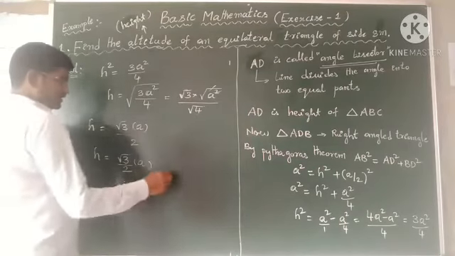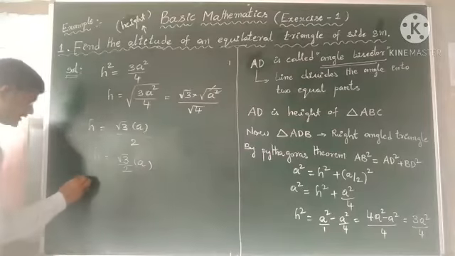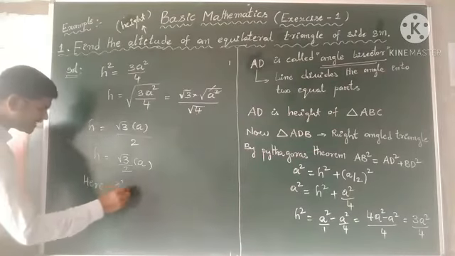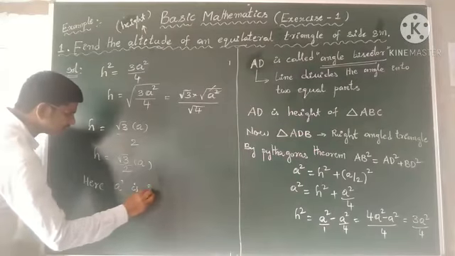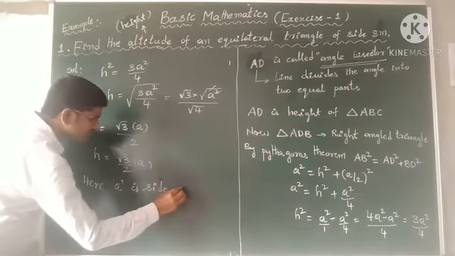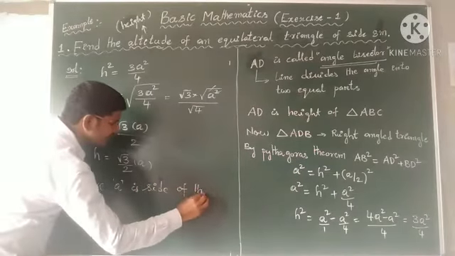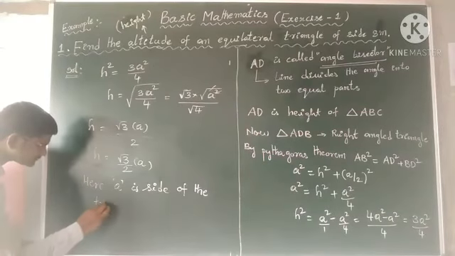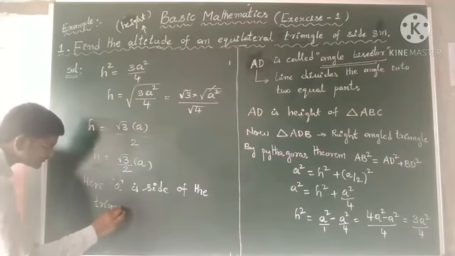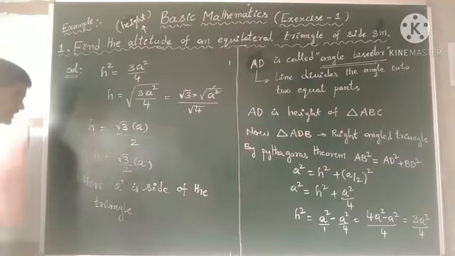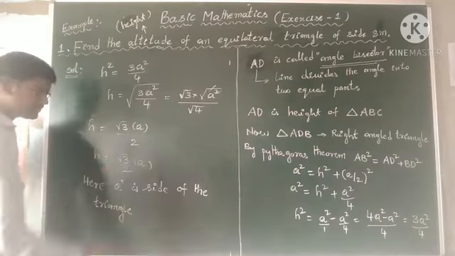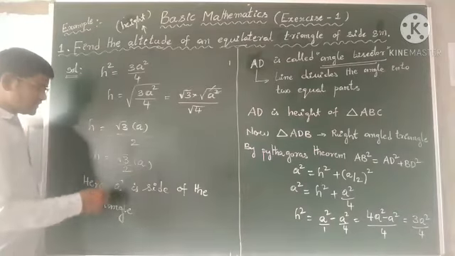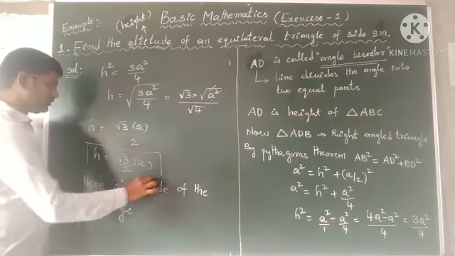So here a is the side of the triangle. Here a is one side of the equilateral triangle. So this is our formula.